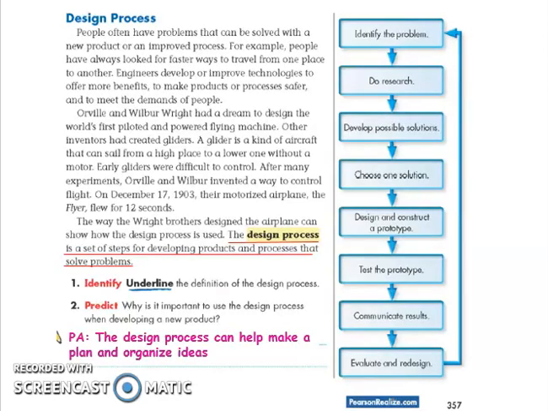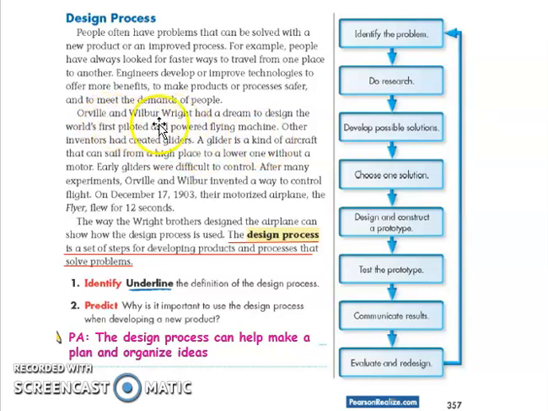Okay, so design process. People often have problems that can be solved with a new product or an improved process. For example, people have always looked for a faster way to travel from one place to another. Engineers develop or improve technologies to offer more benefits, to make products or processes safer, and to meet the people's demand. Orville and Wilbur Wright had a dream to design the world's first piloted and powered flying machine.